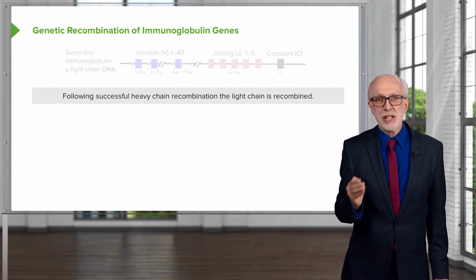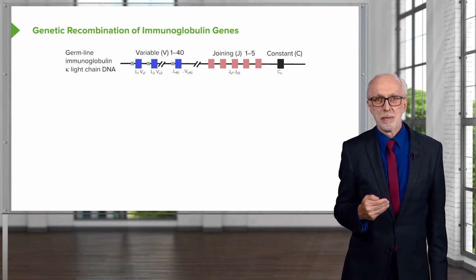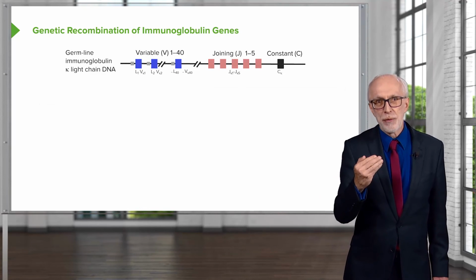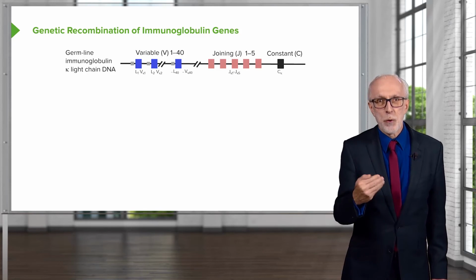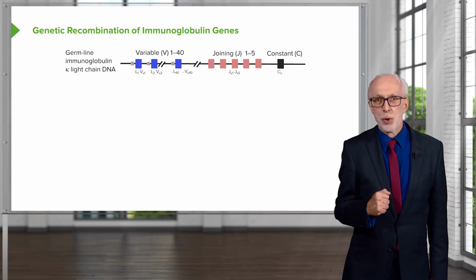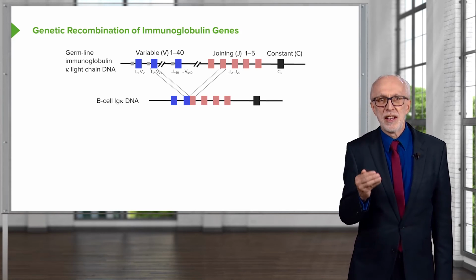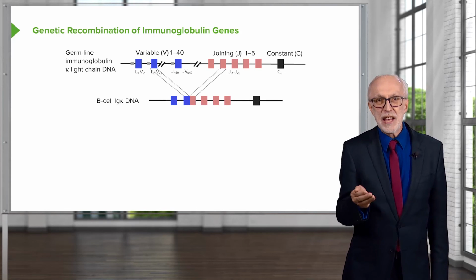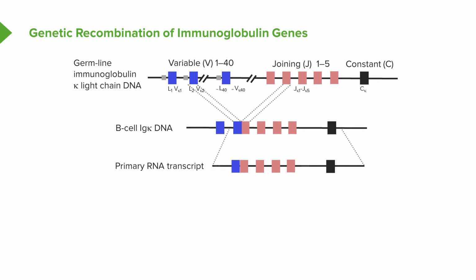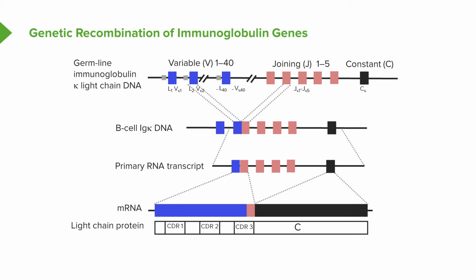So following successful heavy chain recombination of VDJ, the light chain is then recombined, because an antibody needs both a heavy chain and a light chain. Here we can see the variable region of the kappa light chain, around about 40 different variable segments for the kappa light chain, and 5 or so joining gene segments. This particular B cell has decided to recombine its kappa light chain using V kappa 2 and recombining it next to J kappa 2. And then, just as we saw for the heavy chain, it will make a primary RNA transcript, process that into message, and then translate that into protein.